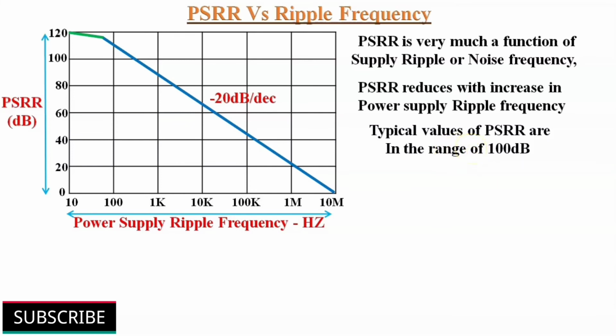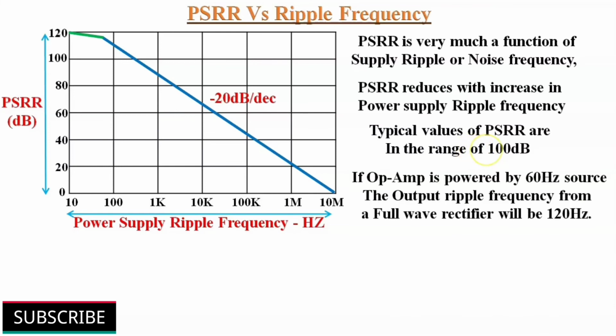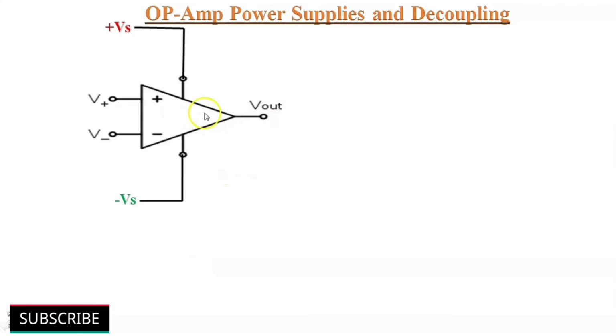If the operational amplifier is powered by a 60 Hz source, the output ripple frequency from a standard full wave rectifier will be 120 Hz. This ripple will be reduced by the power supply rejection ratio of the operational amplifier. Because the operational amplifier's power supply rejection ratio is frequency dependent, the operational amplifier's power supplies must be well decoupled.